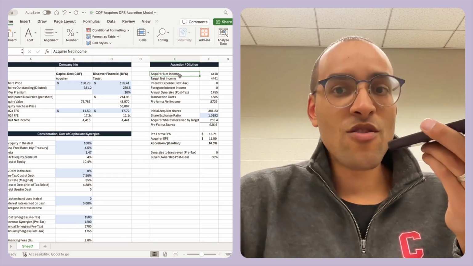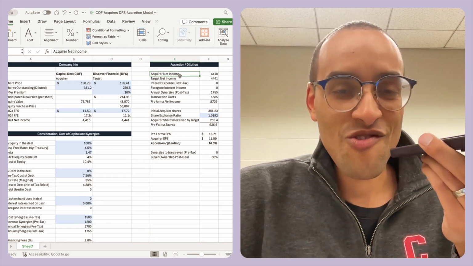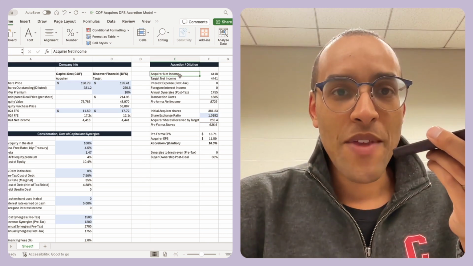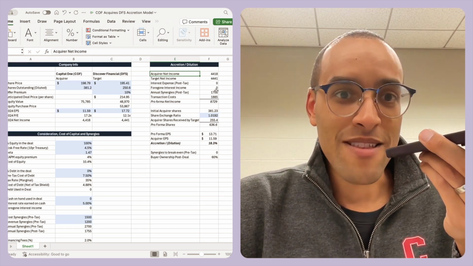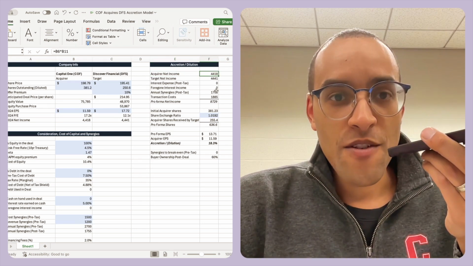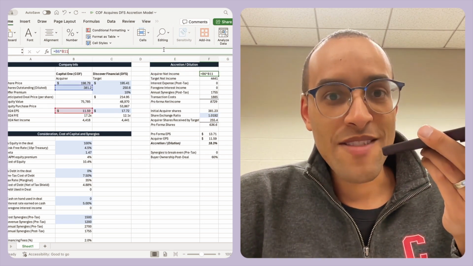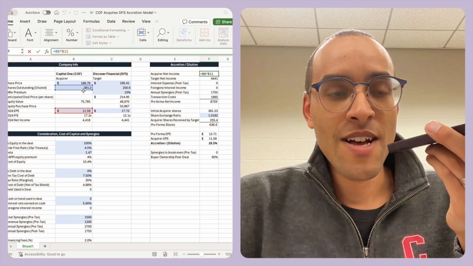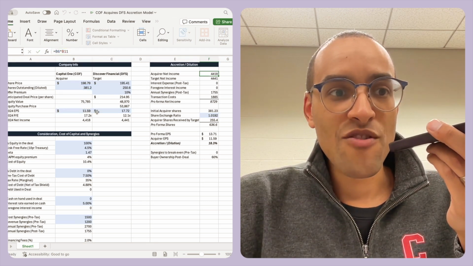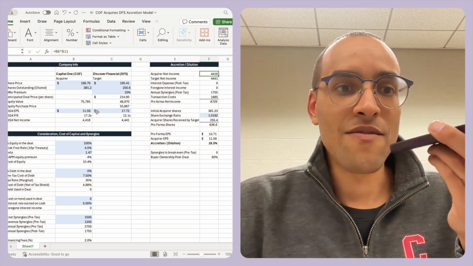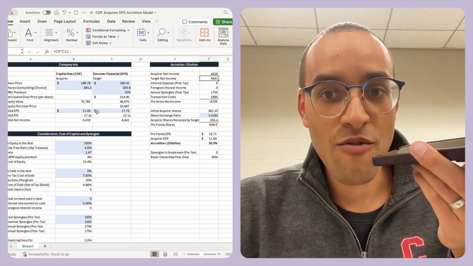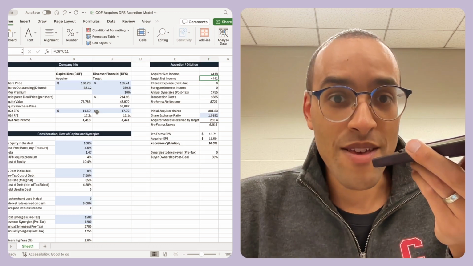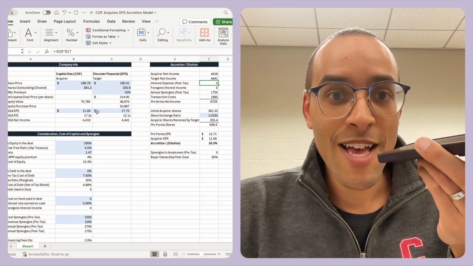So going to this third section, accretion dilution, this is where it all comes together. This is where we actually calculate how accretive the deal is expected to become. So first off, I have the acquirer's net income. This is just pulling from the first section, right? So shares outstanding multiplied by the EPS, that gives you your net income number of 4.4 billion. The target's net income, also 4.4 billion, just so happened to be that way.